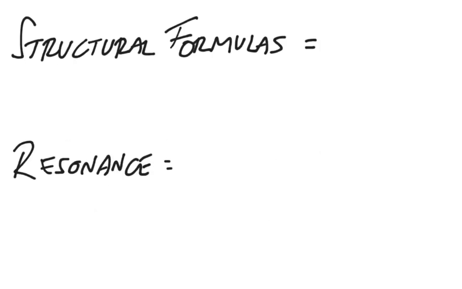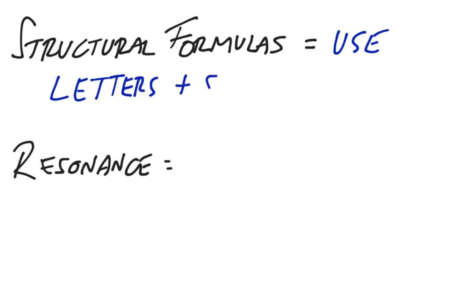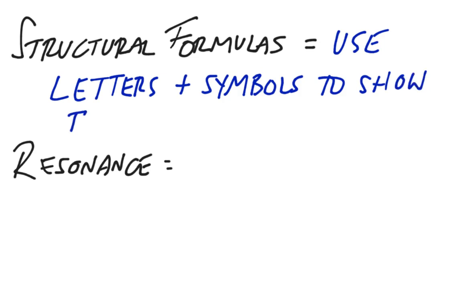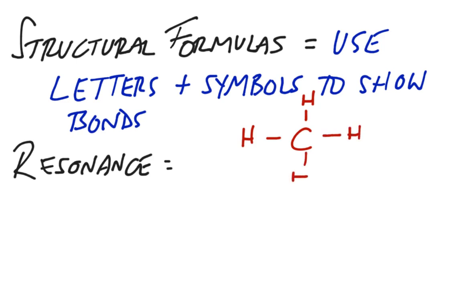First thing we're going to look at is a structural formula. A structural formula is not the actual image of what a molecule looks like. Rather, a structural formula will use letters and symbols to show bonds. For example, methane is CH4. This simple diagram is what we would consider a structural formula.